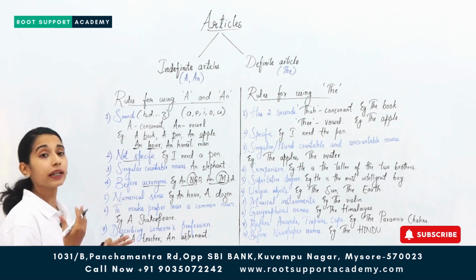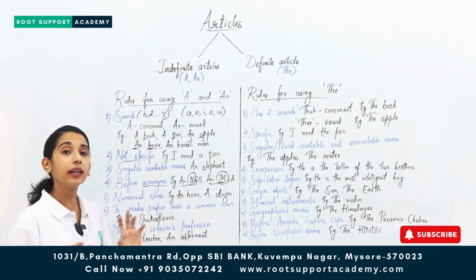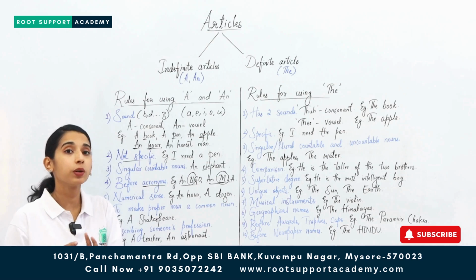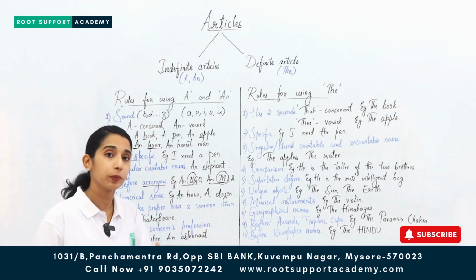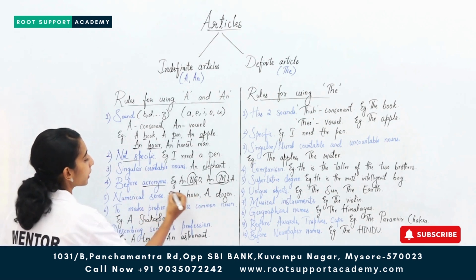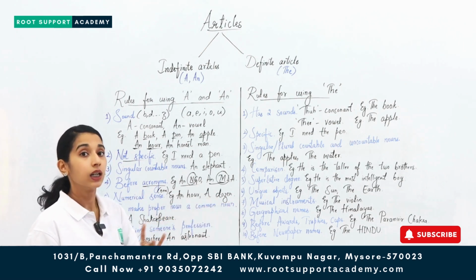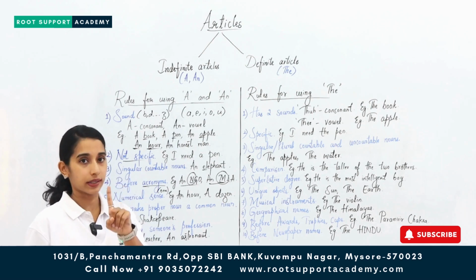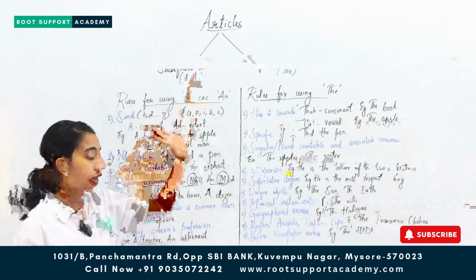Next, in numerical sense, a and an are used. Example, I've written an hour. An hour means 1 hour. So whenever we have to talk in numerical sense, usually this refers to 1. 1 hour, and I've written a dozen. A dozen eggs means 1 dozen. So in numerical sense also we use the articles a or an.